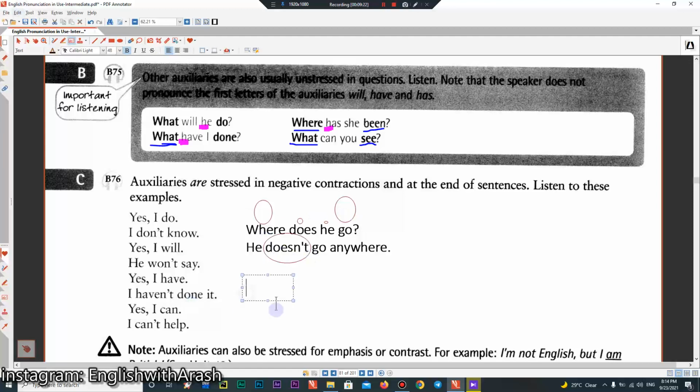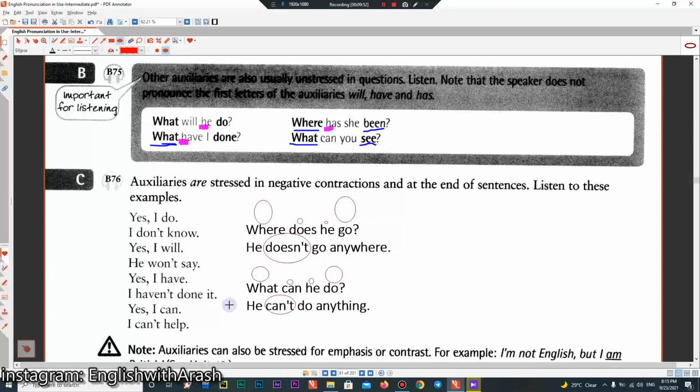Another example. The positive form can doesn't get the stress. What can he do? What can he do? But when it's negative, it gets the stress. He can't do anything. He can't do anything.